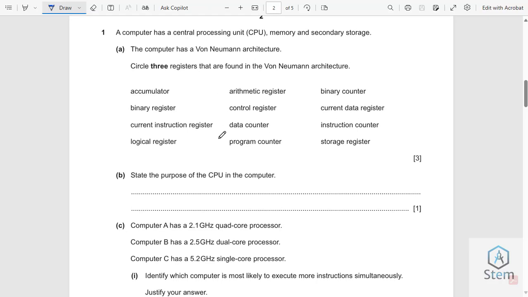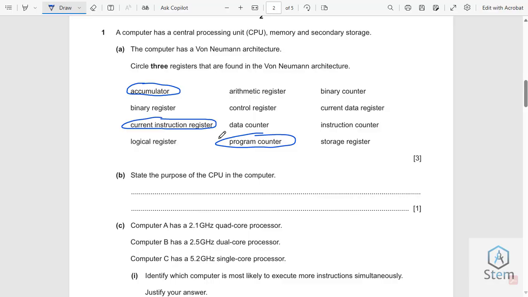We start with the CPU, mentioning the Von Neumann architecture. Let's identify three registers which we have learnt about. There is not much to say, but to remember the work which we have done. So we have our accumulator, we have the current instruction register, and we have the program counter. These are the registers we need to remember.